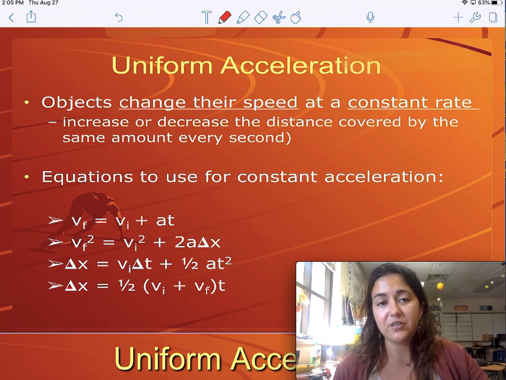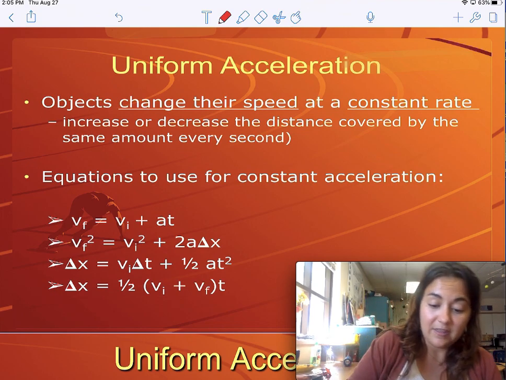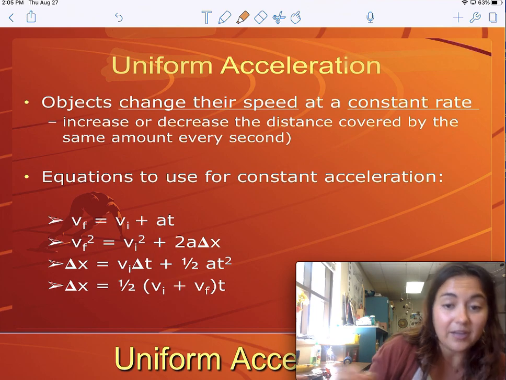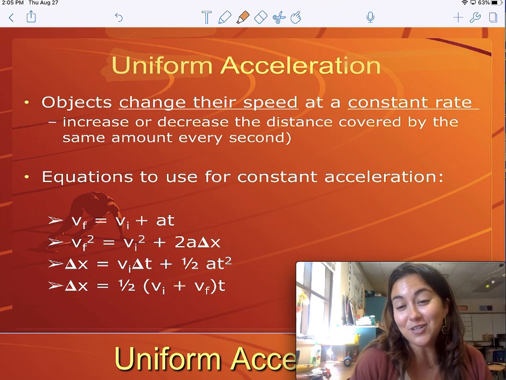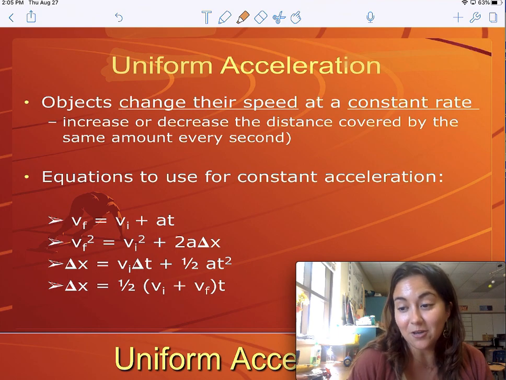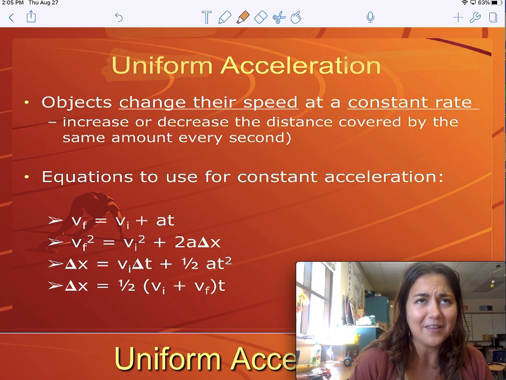We are going to assume objects are staying at the same acceleration the entire time. So uniform means the same, not changing. Lucky us, we are not ever going to be dealing with changing accelerations. Velocity will change because that's what acceleration is, but the acceleration will stay the same. I keep saying that, but you get the idea.